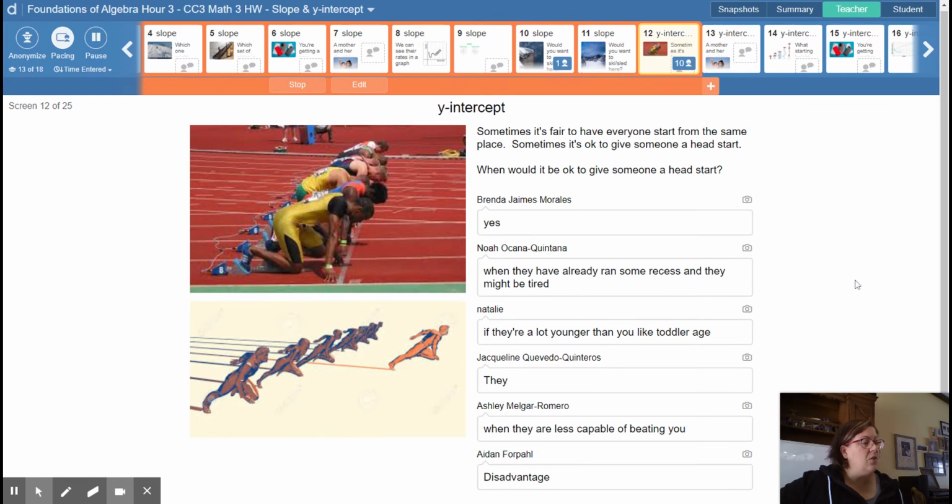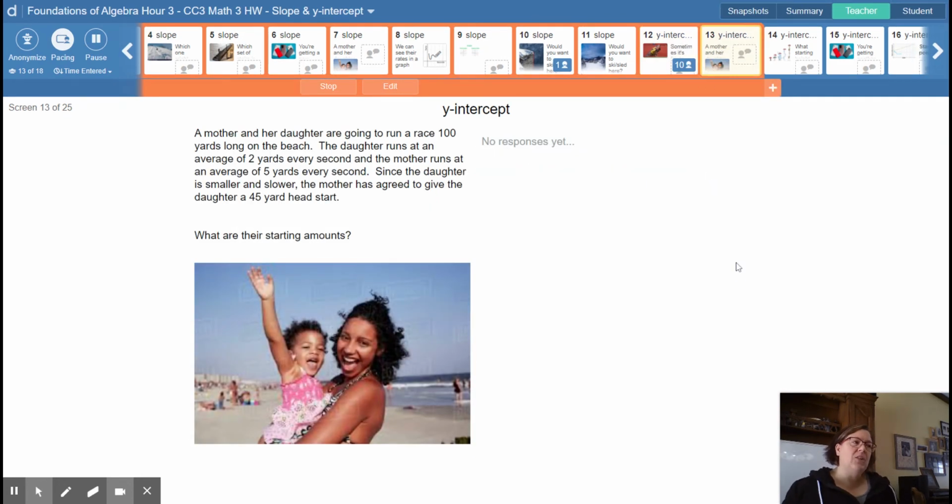Oh, they might be tired. Good thought. Somebody's younger, less capable. Yep, somebody might be disadvantaged. Exactly. Like if you got in a race with Mrs. Gifford, you'd give her a head start. For sure. Okay. Now, speaking of that head start and going back to that mother and daughter, now let's look at slide 13.